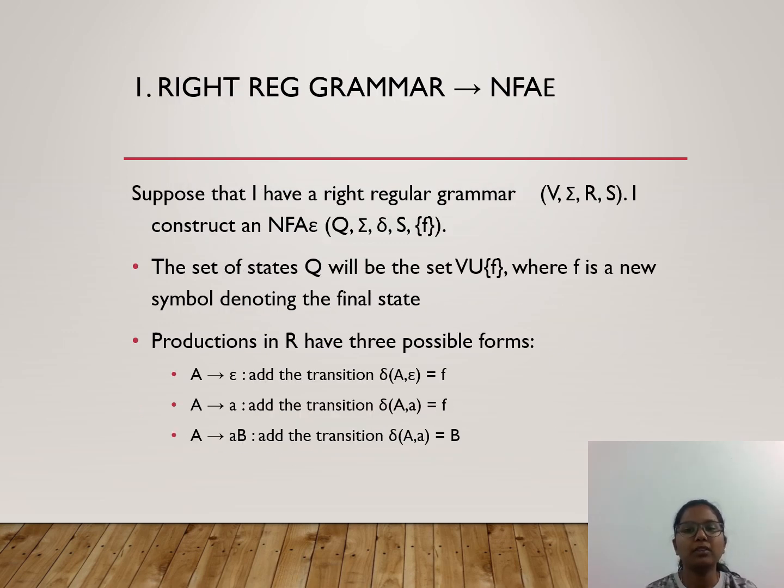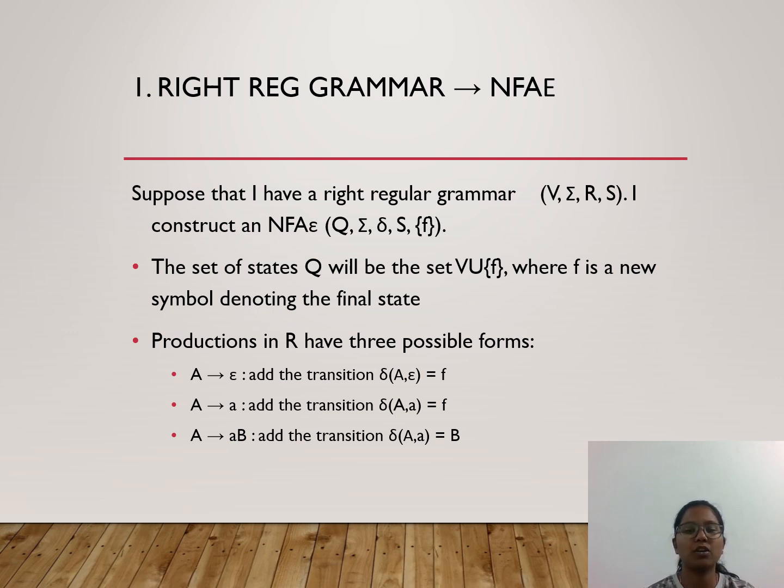Right regular grammar to NFA epsilon. Suppose that I have the right regular grammar as capital V, sigma, capital R, capital S. I construct an NFA epsilon which includes Q, sigma, delta, S and a final state. The set of states Q will be V union F, where F is a new symbol denoting the final state. Productions in R have three possible forms.